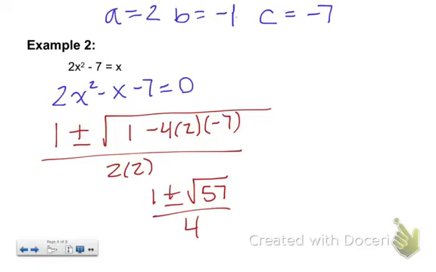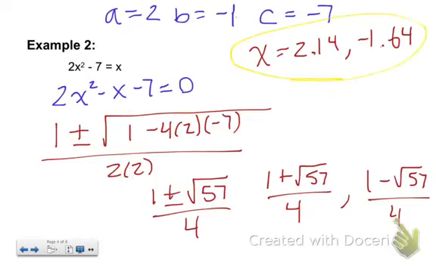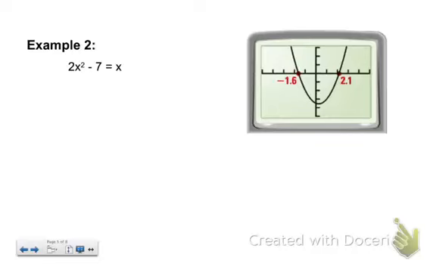Now, square root of 57 is not a pretty number, but we can find the decimals for this. I have 1 plus square root of 57 over 4, and 1 minus the square root of 57 over 4. Okay, so if we type those in the calculator, make sure that you're adding the top or subtracting the top first before you divide by 4. And then we end up with, rounded to the nearest hundredth, x equals positive 2.14 and negative 1.64. And again, here's a nice visual for us. If we were to graph this equation, we could still get the same answer. So that just tells us where it's crossing the x-axis.